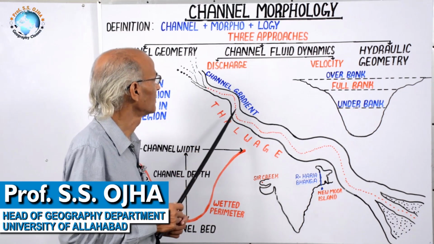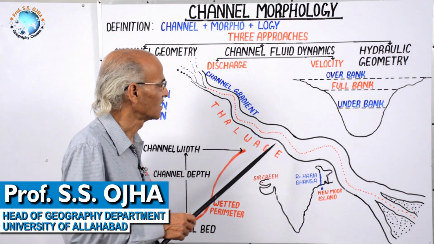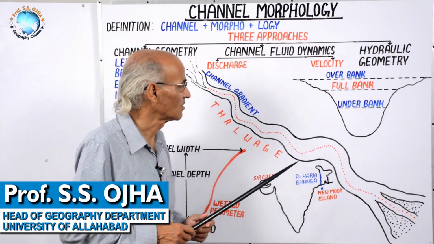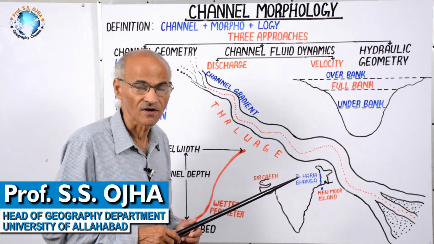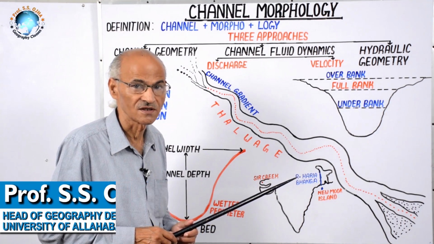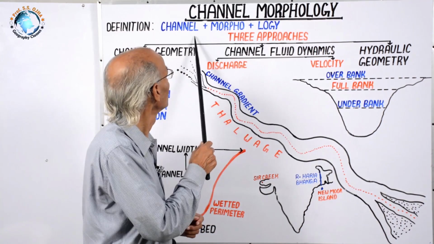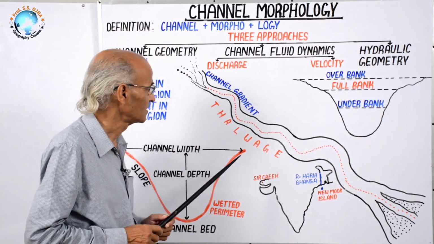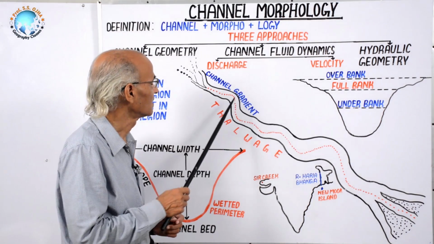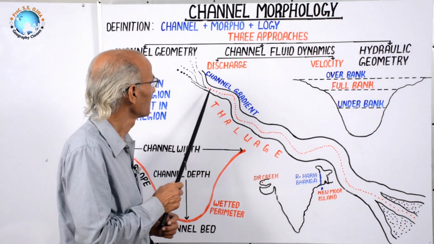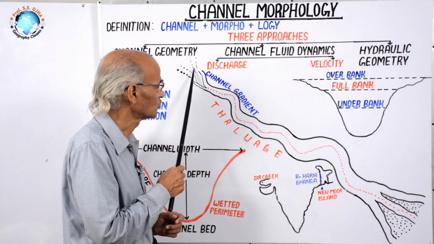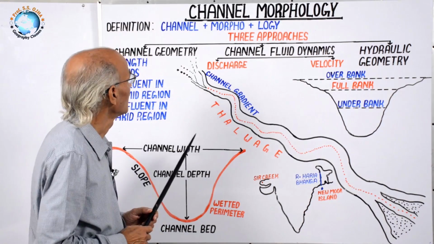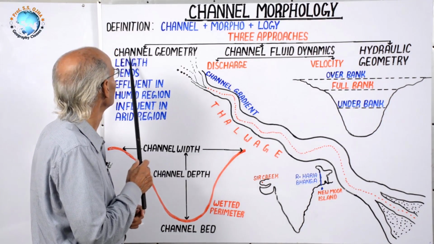Morpho means form. That channel develops erosional and depositional landforms, and logy means how the channel develops landform. Its scientific study is logy. Thus, channel morphology is a geomorphic term which defines the scientific development of landforms from the source of a river to its mouth. Channel morphology has three perspectives to study.